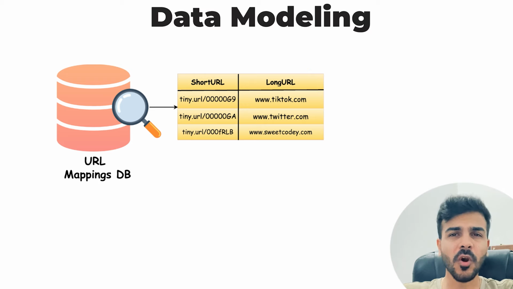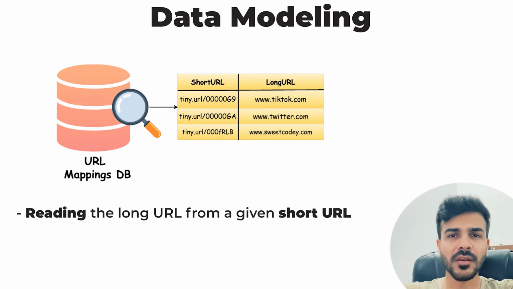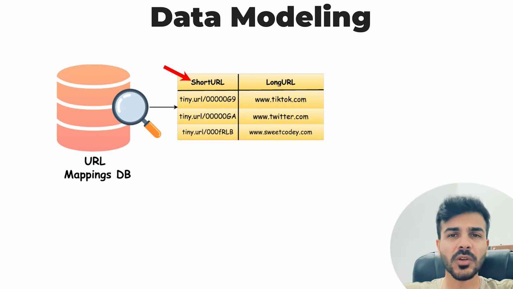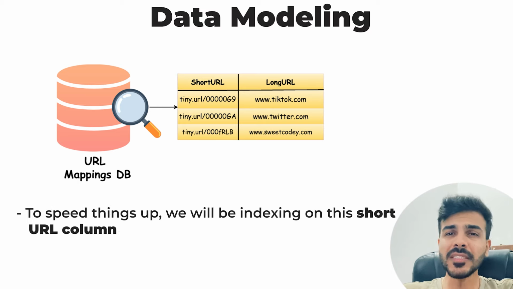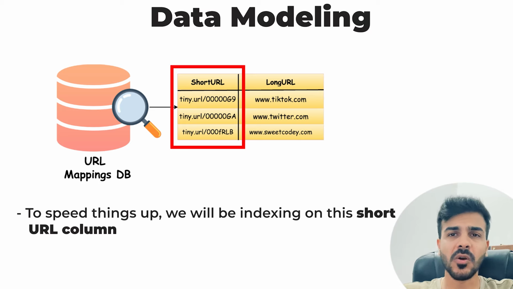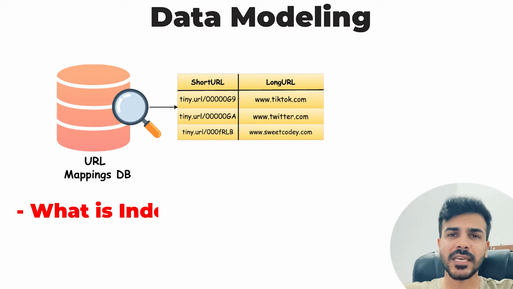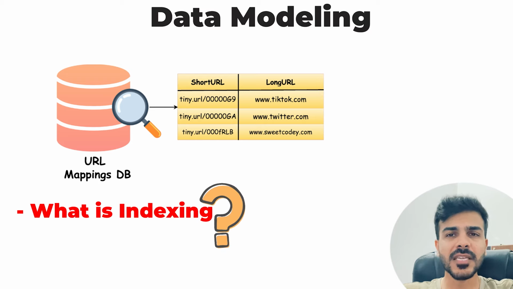The most common operation that we will perform is reading the long URL from a given short URL. So this means we will use the short URL as the key and then use that to find its corresponding long URL. Now to speed things up, we will be indexing on this short URL column. Now what is indexing? Let us understand this with the help of an example.